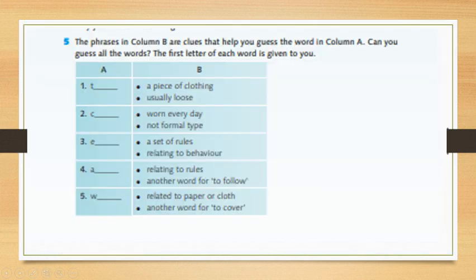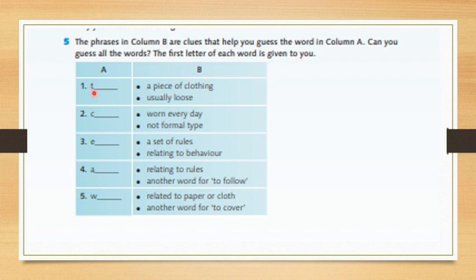Let's go now to the third slide and exercise number 5. Look at exercise number 5. The phrases in column B, here we have the phrases, are clues, hints, جمل مفتاحية that help you guess the word in column A. So here look at column A, it starts with the first letter. Each word here starts with the first letter, T, C, E, A, W. And here we have two clues for each sentence. Guess all the words. The first letter of each word is given to you.